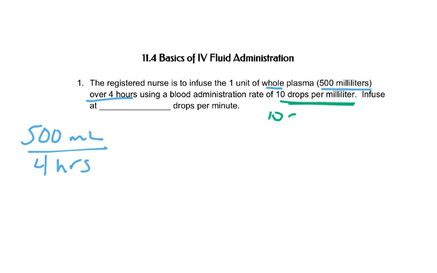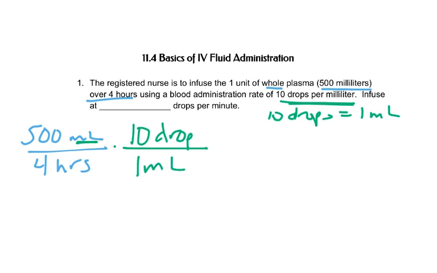We know that 10 drops is the same as 1 milliliter. So we're going to use that to write our next fraction. The milliliters here was on top, so we want this next milliliters to be on the bottom. And we have 10 drops on the top. And finally it says at how many drops per minute. So this minute is a clue because it means that we don't really want hours, we really want minutes. So we're going to write another fraction here.